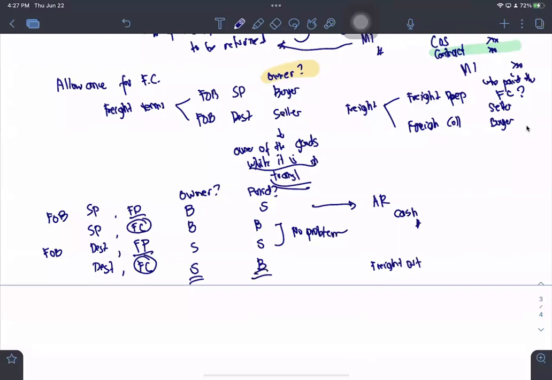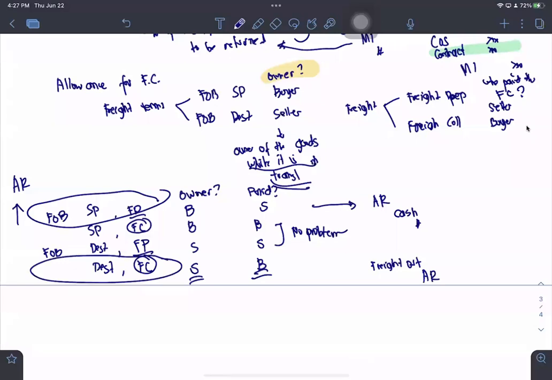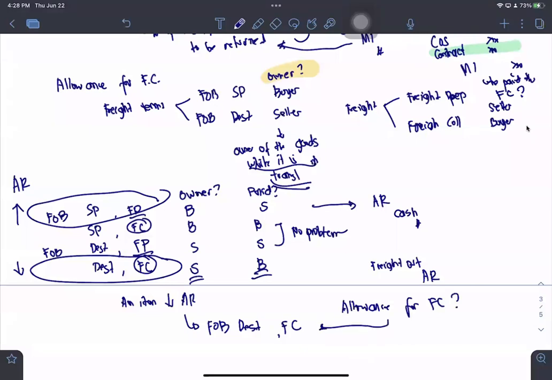It is the buyer, so it reduces cash. So FOB shipping point freight prepaid increases AR, while FOB destination freight collect decreases AR. Whenever we talk about an item which decreases AR, what do we call it? It is only your FOB destination freight collect. So where will your allowance for freight charge come from? Therefore, it only comes from one item, the item which decreases AR, and that is FOB destination freight charge.